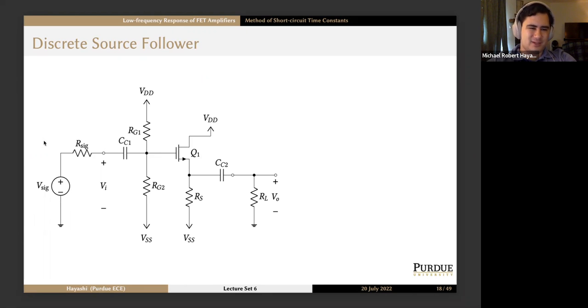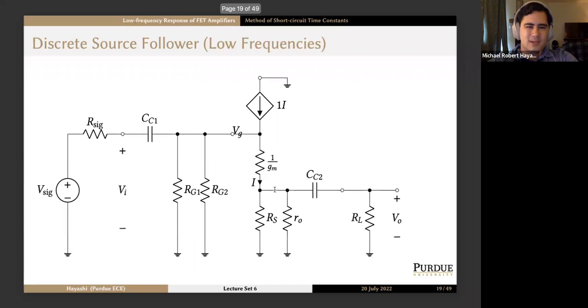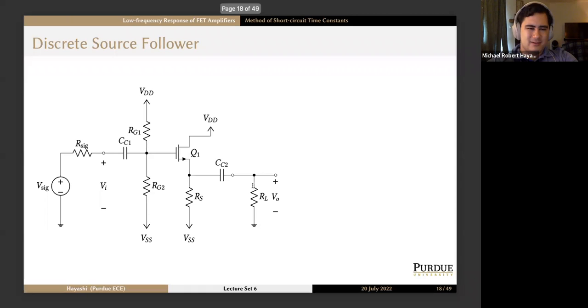We have our Thevenin equivalent source, Vsig and Rsig, coupled capacitor CC1 with RG1 and RG2 between VDD and VSS. Q1 has the drain tied directly to the source voltage, and the source is tied to RS through VSS. Then we have CC2 and RL. Output is taken across RL, our load resistance.